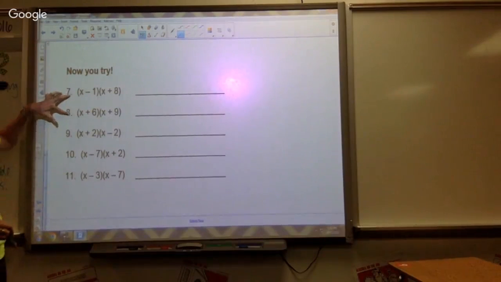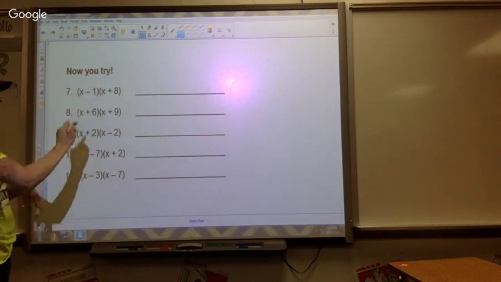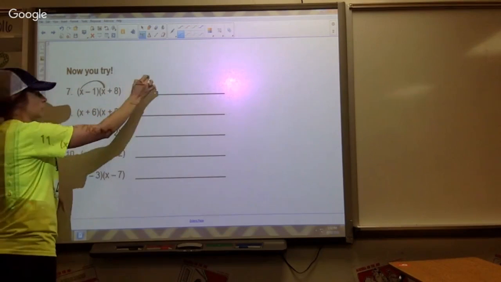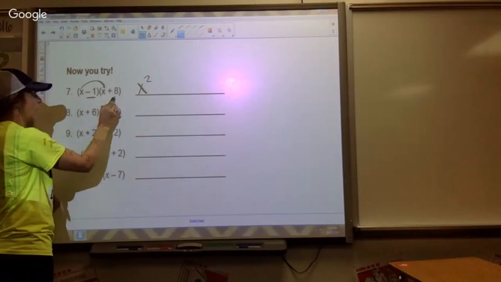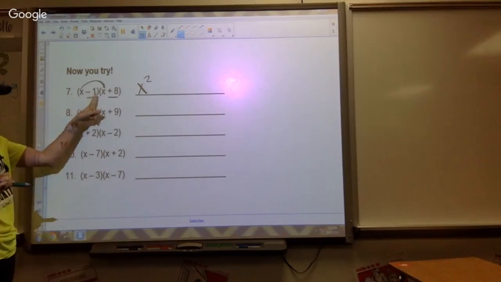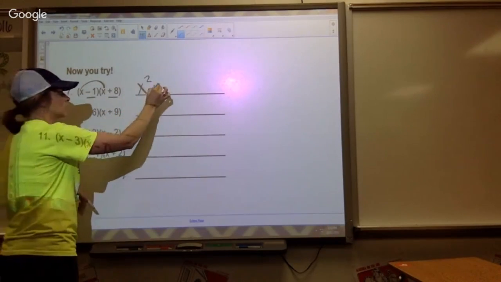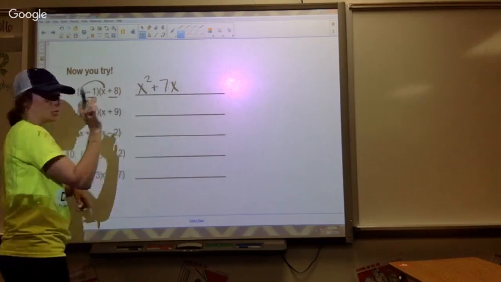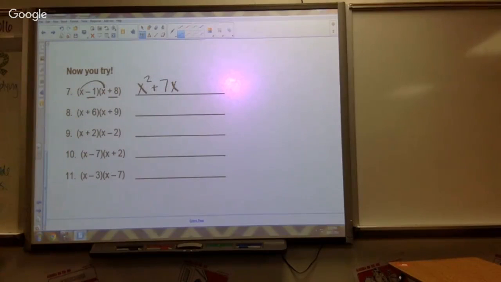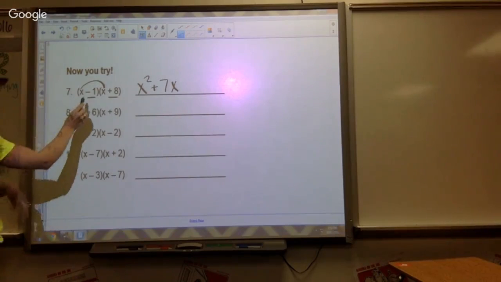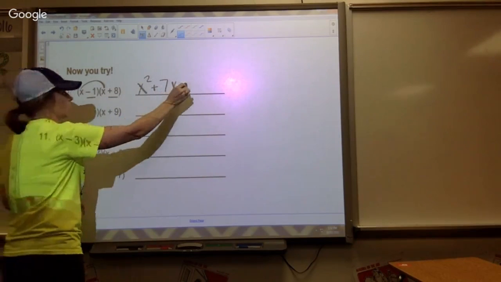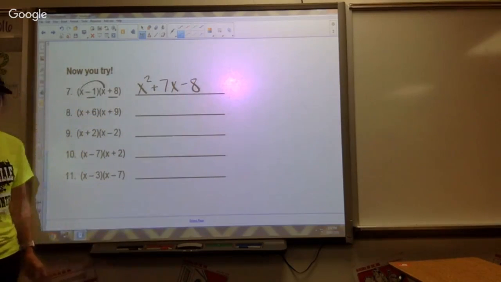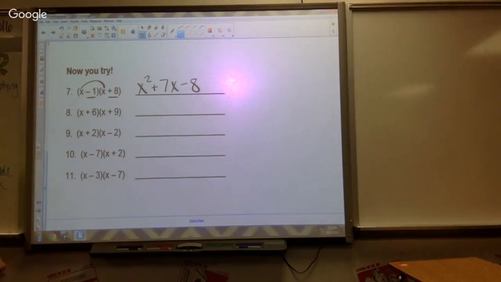All right, I'll do a couple more here and then you can try the rest. So notice these are single variables. So I'm going to get an x squared for my first term. And I add these two terms, negative 1 plus 8. That gives me 7. Your middle term always needs to have your variable, so the x. Then when you multiply these together, you get negative 8.